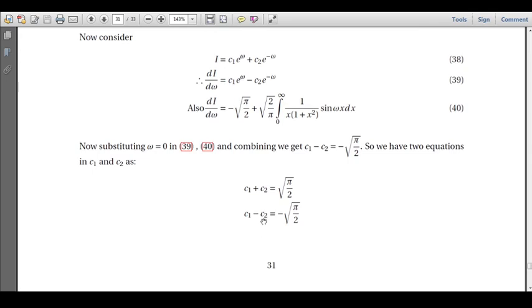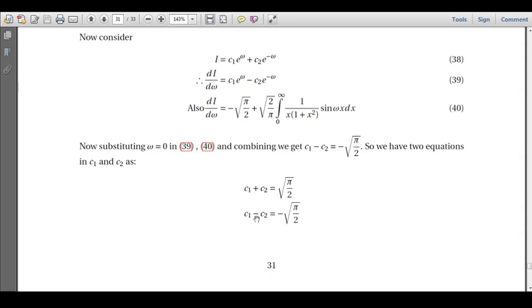Two equations in two unknowns can be solved uniquely. Here it is very easy, because when we add these two equations, c2 gets cancelled. c2 minus c2 becomes 0, and 2c1 is equal to 0. The right side, root of pi by 2 minus root of pi by 2, also goes to 0. So c1 equal to 0.